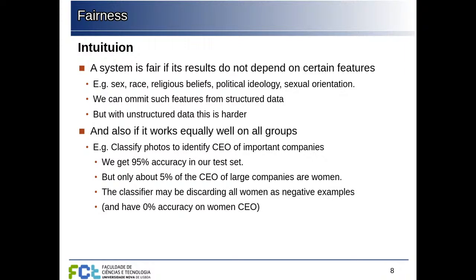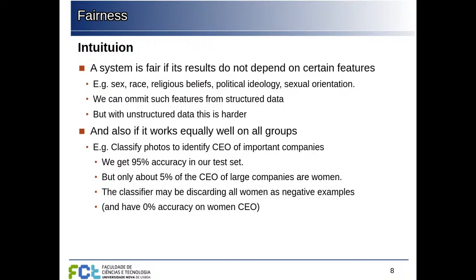So one of the intuitions we have is that not only we must omit such features from the input we give to our models, that part is pretty obvious. So if we cannot discriminate by sex or race, then we should not input as features into our model the sex or race of the person. But we must also be careful of correlations, and when we are using unstructured data, this becomes harder.